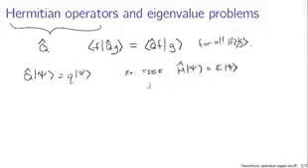Now, solving the eigenvalue problem gives you one of two general kinds of solution. First of all, what we're going to get are going to be eigenstates. Those are going to be our psi's that solve this sort of equation. Generally, we're going to get a lot of them.